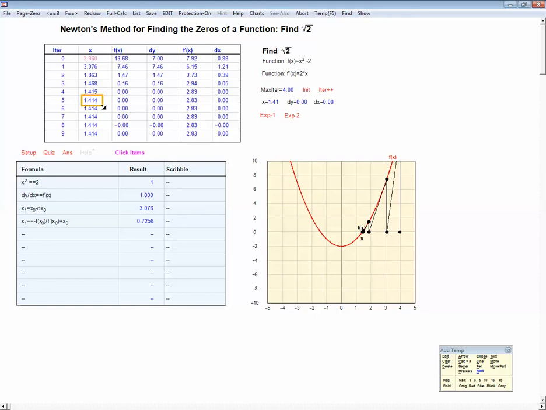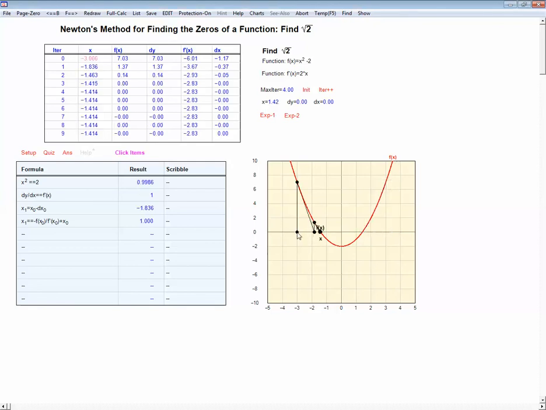So it depends on where you start how many iterations you have to take. But now notice this. Suppose I started over here. What do you think is going to happen there? If I start, say, here, I'm going to iterate down on the other root. So I get minus 1.414. So it makes a difference where you start, which root you find.